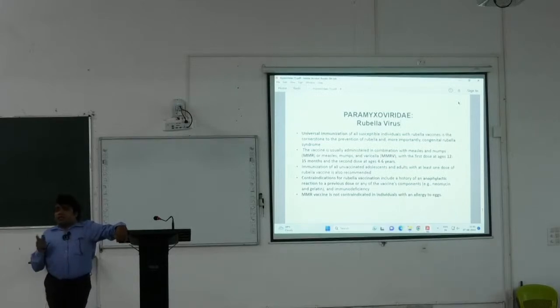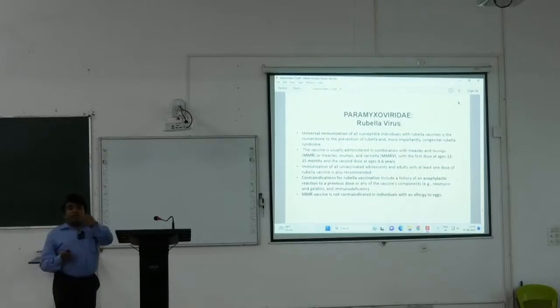If any woman in the reproductive age group has no documented evidence of vaccination against rubella, she has to be vaccinated. And post-vaccination, she has to be advised not to conceive for 4 to 6 weeks, until the antibody levels rise.